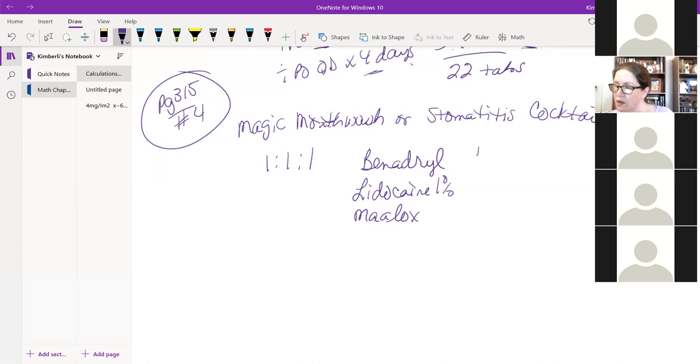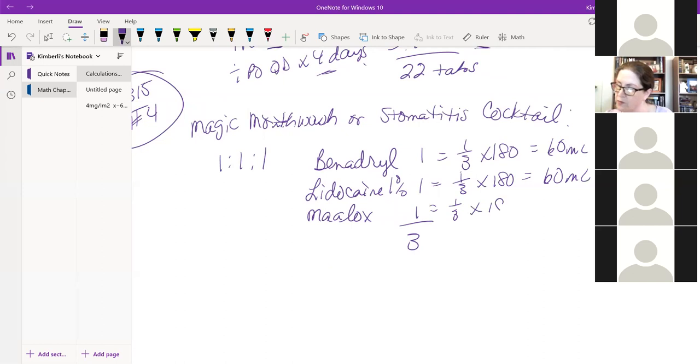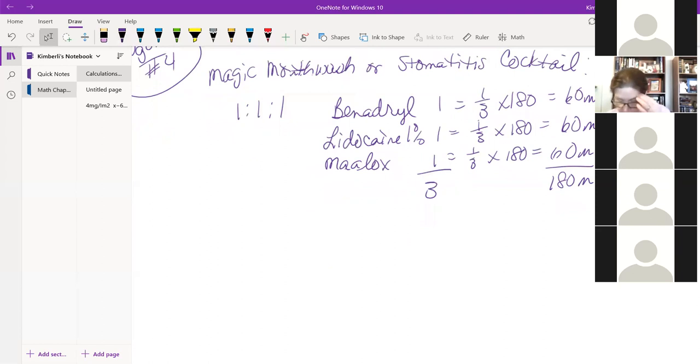And so it's going to be 1/3, right? Because we're going to have three parts total, right? So 1, 1, 1, and then 3 parts total. 1/3 times 180 would be 60 each, right? Yeah, 60 mLs. 1/3 times 180 is 60 mLs. And again, 1/3 times 180 is 60 mLs. So then you should have 180 total. So you're going to need 60 mLs of each one. So the first question is, what is the amount of each component necessary to make 180 mLs? And there you go, 60 mLs of each.